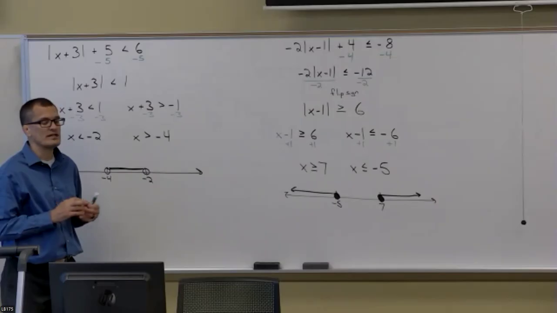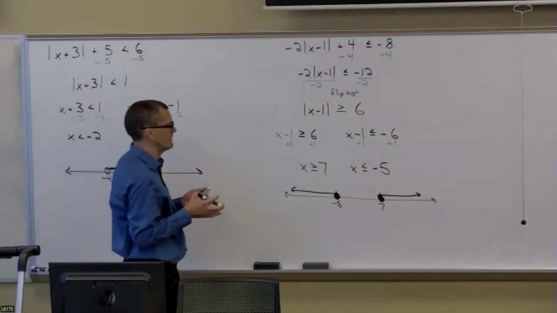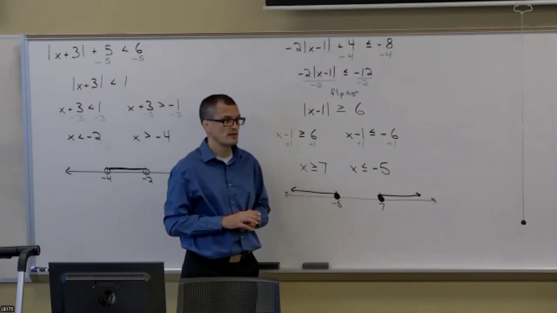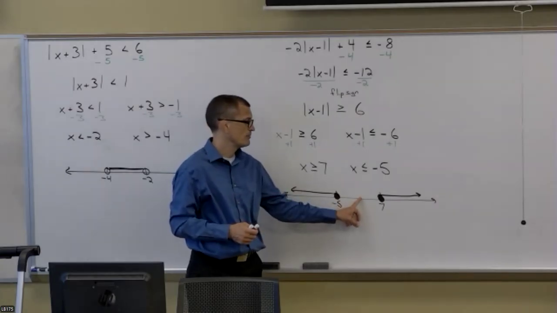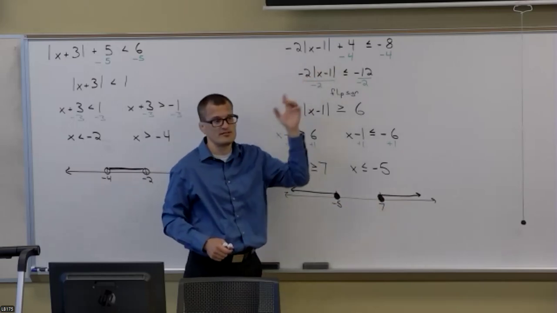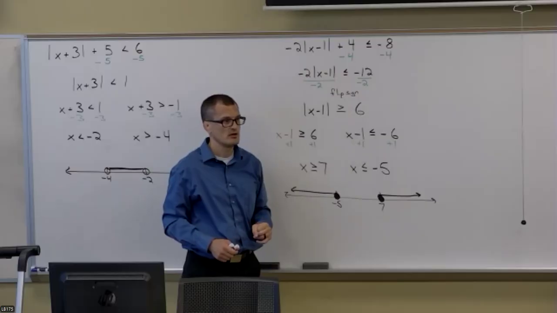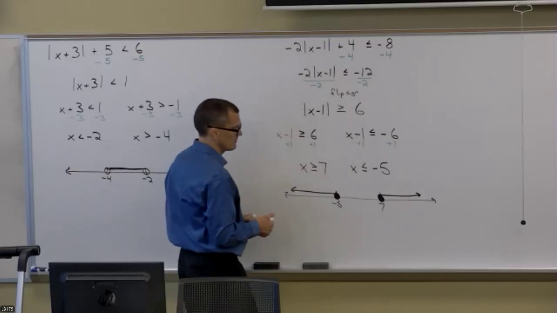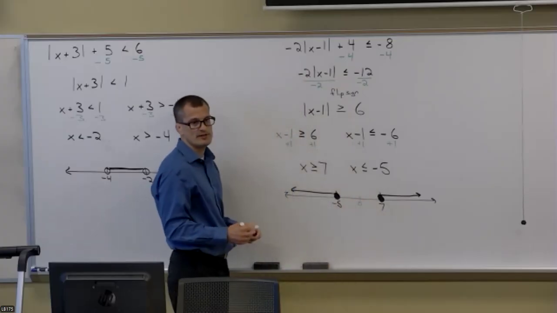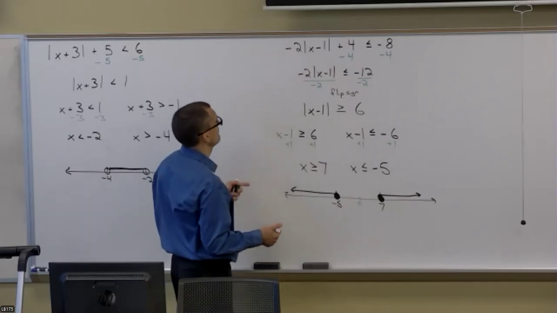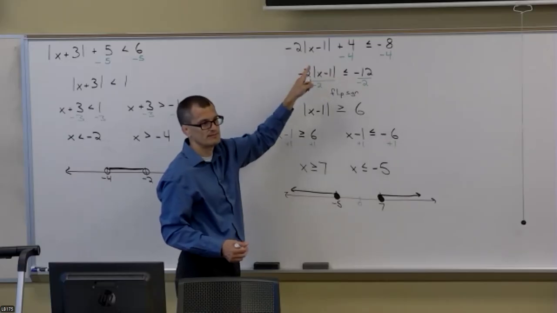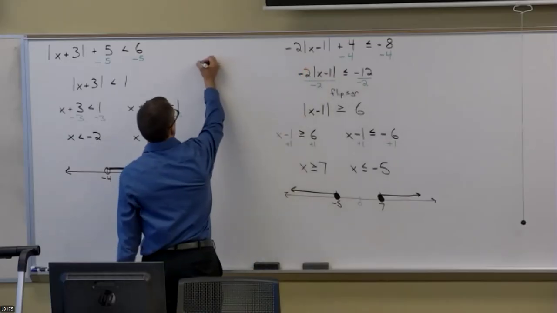By the way, if you're ever in doubt of where to point the arrows, all you have to do is pick a number in the middle or pick a number on the outside and plug it into your original inequality and see if it gives you a true statement. So for instance, the number 0 is in there somewhere in the middle, right? So I could have plugged 0 in for x and see what happened. Let me go ahead and do that.